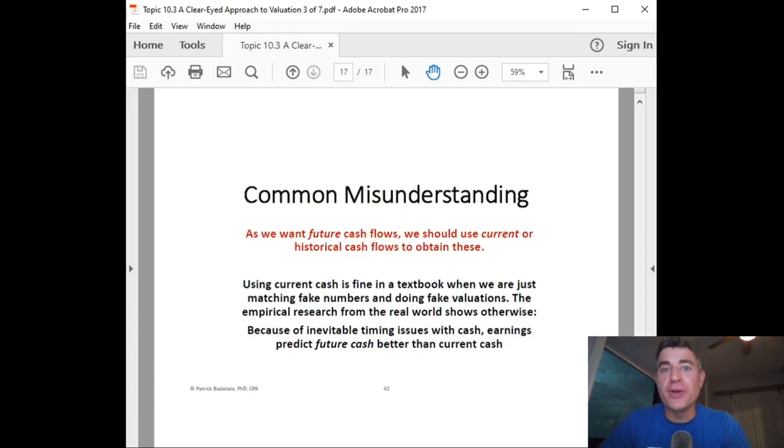All right, I'll finish with this common misunderstanding. As we want future cash flows, we should obtain current historical cash flows to obtain these. The challenge is that current cash flows don't predict future cash flows. That's why we have accrual accounting, as I've covered before, to give us a roadmap for future cash flows. The inevitable timing issues with cash flows make it harder.